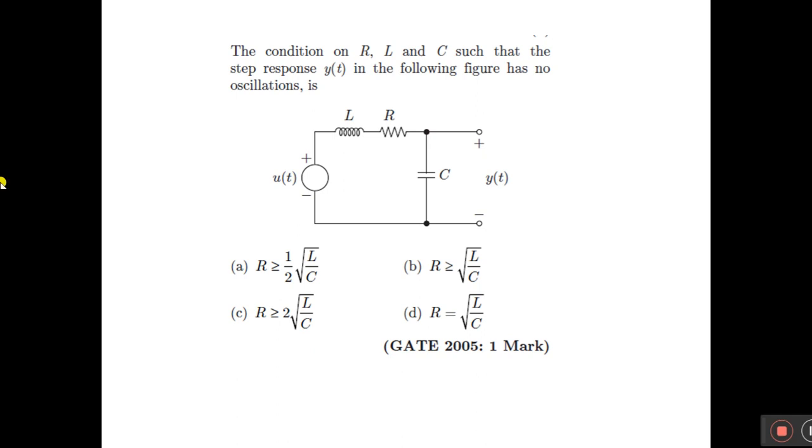Next question. The condition for R, L and C such that the step response y of t in the following figure has no oscillations. Circuit given. Option A, R greater than or equal to 1 by 2 root L by C. Option B, R greater than or equal to L by C. Option C, R greater than or equal to 2 root L by C. Option D, R equal to root L by C. This question was asked in GATE 2005, a 1 mark question.